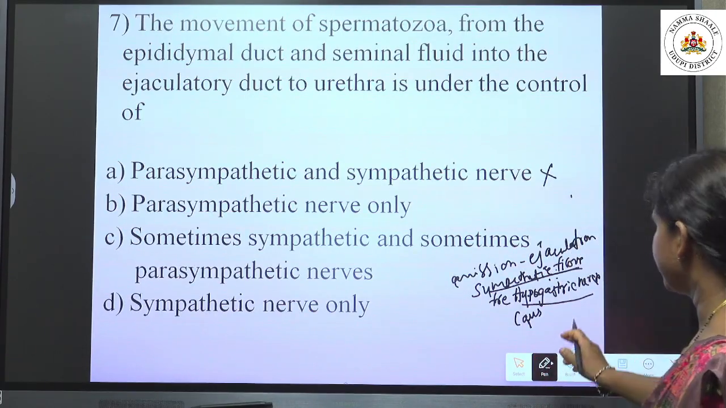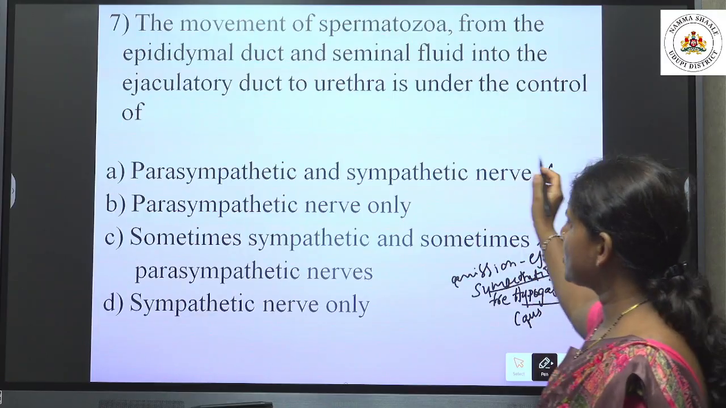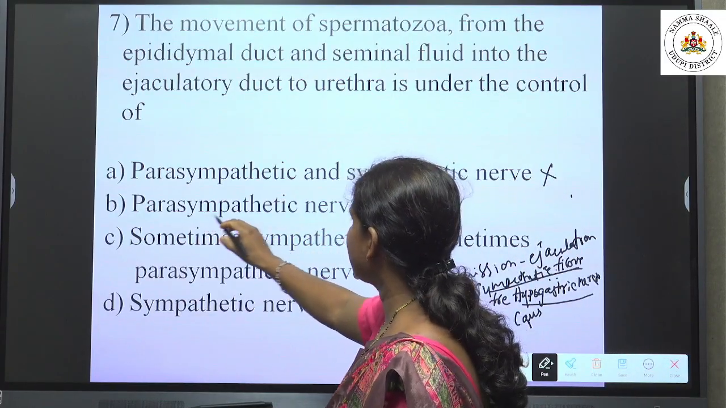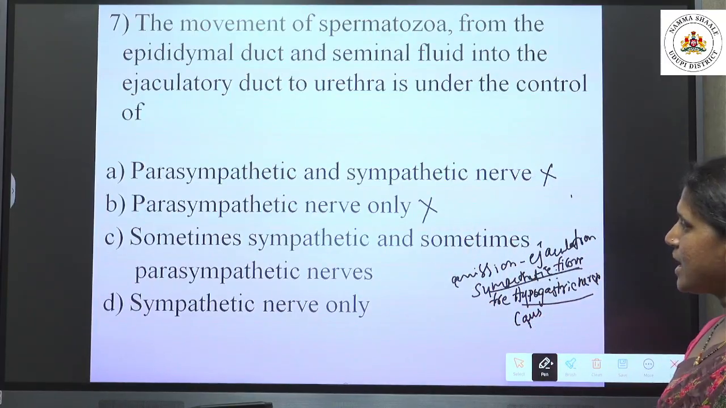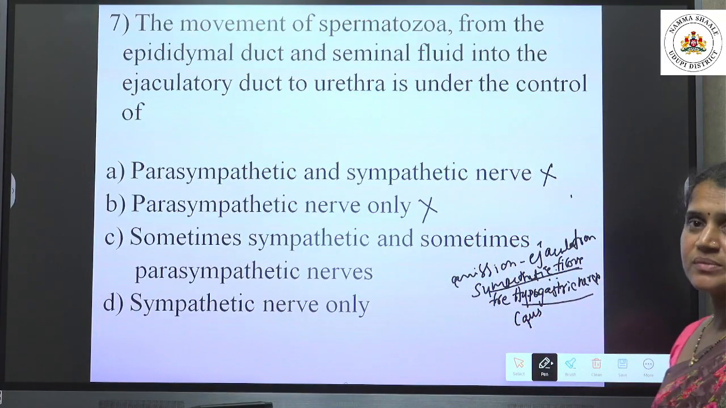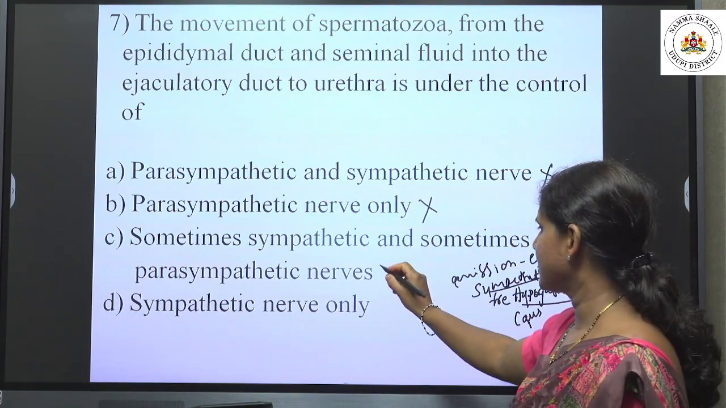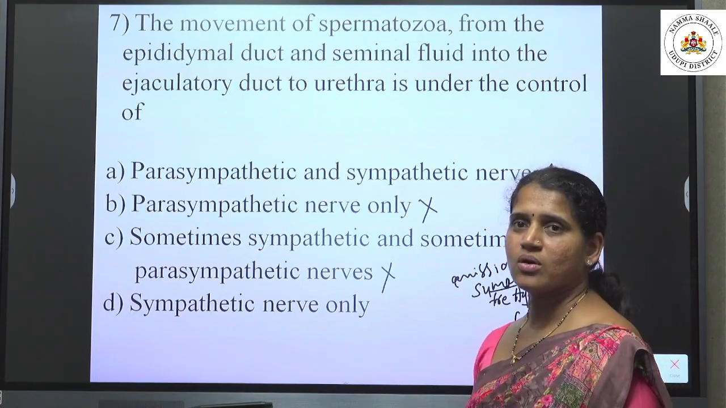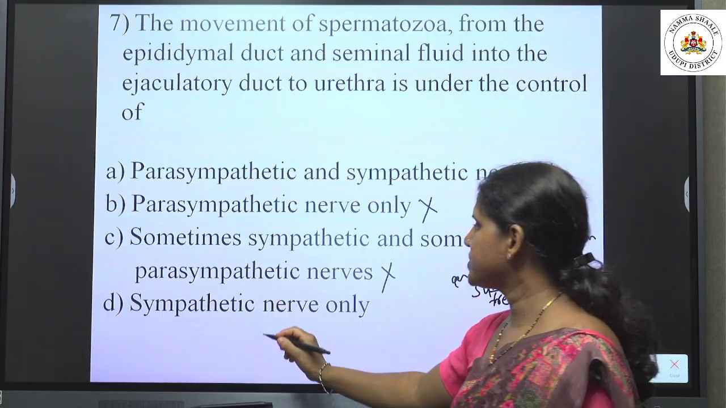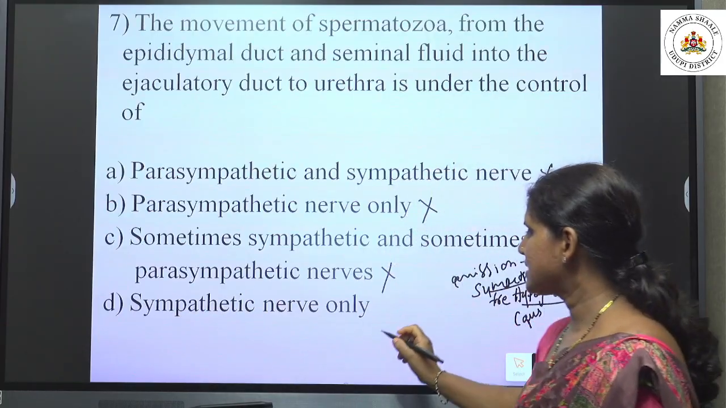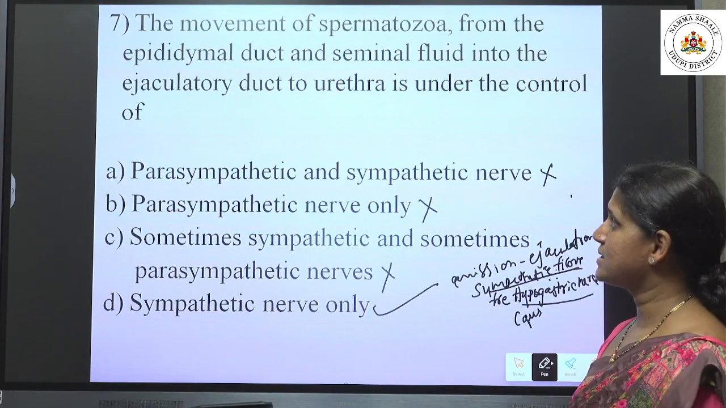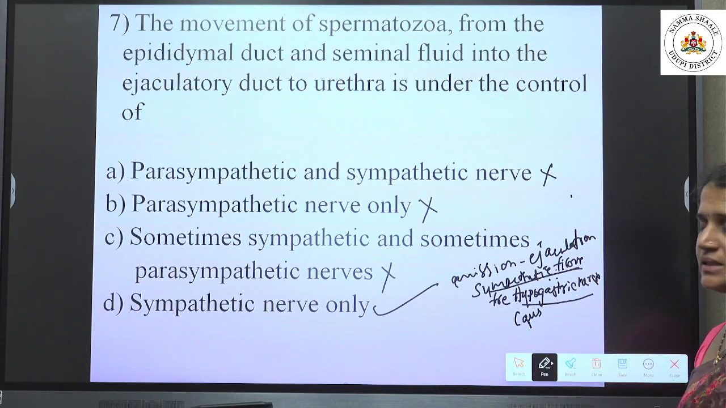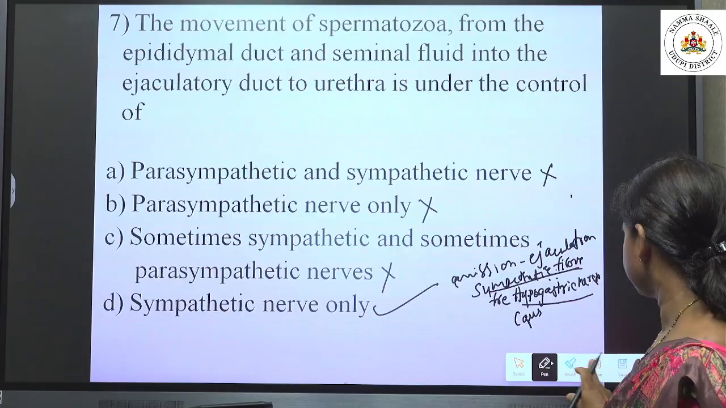to contract. So hence the first option is wrong. The parasympathetic nerve only, this is also wrong. Sometimes sympathetic and sometimes parasympathetic, this is also wrong. So hence option D, the sympathetic nerve only, is the correct answer. Option D is the answer.